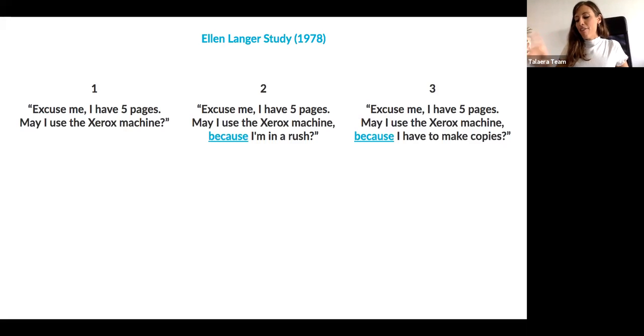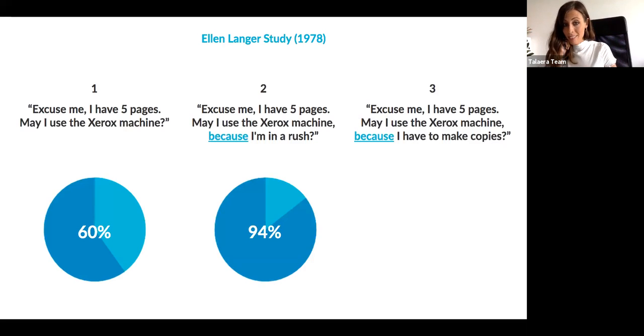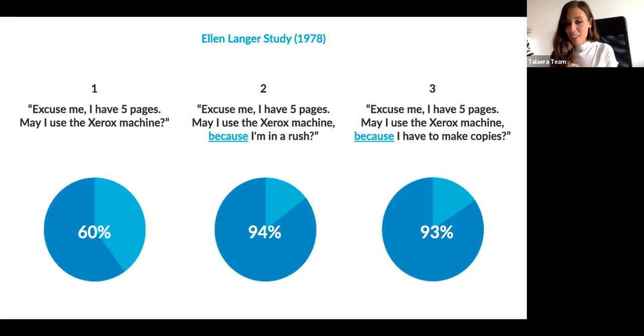So she wanted to see the effect that those different sentences had on people. And she found that in the first situation, 60% of people said yes. But in the second one, 94% of people said yes. What do you think about the third one? 93% of people also said yes. Yes, you can cut the line because you have to make copies. So what this teaches us is that sometimes the reason itself is not as important as actually just giving one reason.